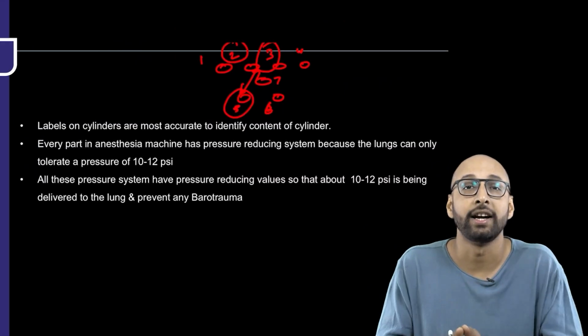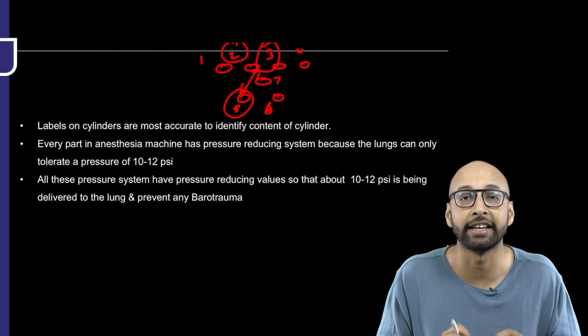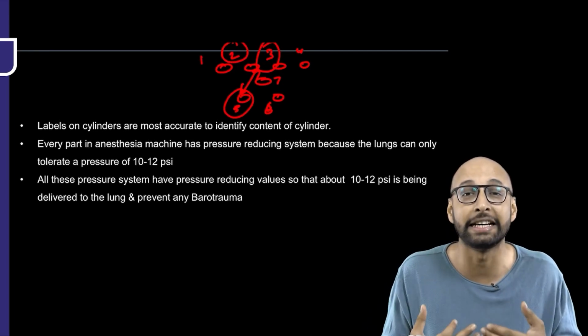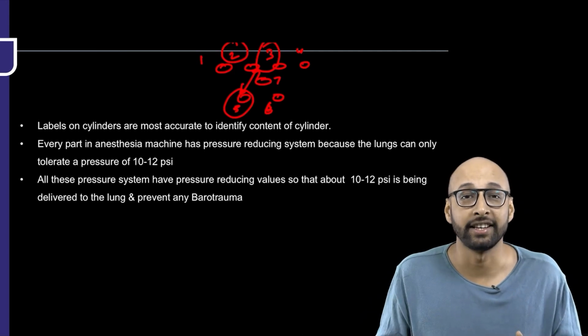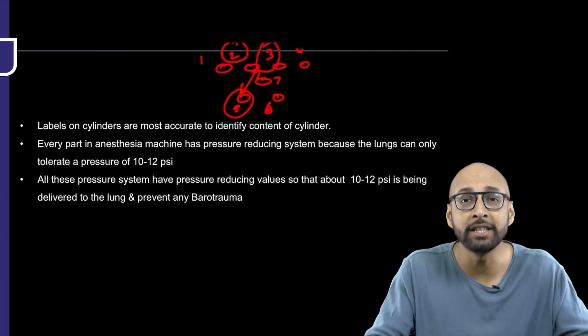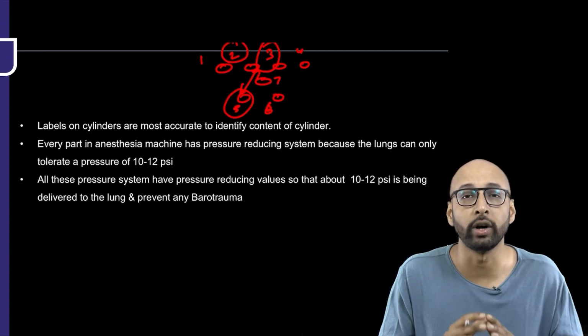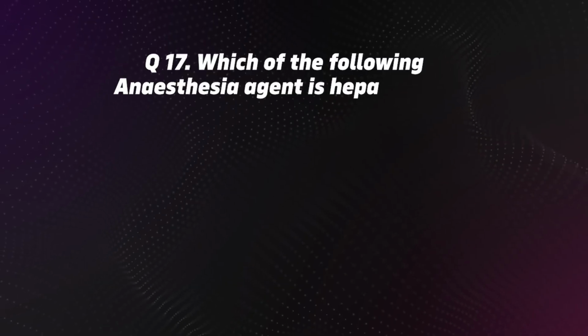The labels on cylinders are the most accurate way to initially identify the content of the cylinder. As I told you, over and over usage of these cylinders can lead to removal of color from the gas cylinders. So the labels which are put on the gas cylinders are the most accurate way to identify the content of the cylinder.